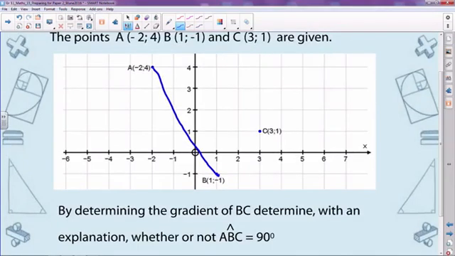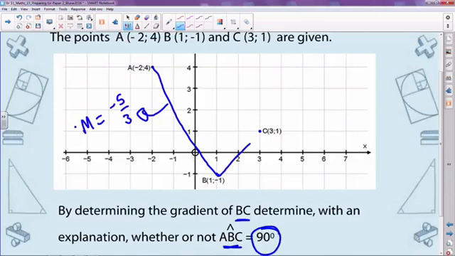My line is not that straight. Okay, so the gradient here is minus 5 over 3. Now they're saying by determining the gradient of BC, determine with an explanation whether or not angle ABC is 90 degrees. Okay, right, let's just finish this triangle. We need to work out this side, the gradient, and then we have to decide whether this angle here is 90 degrees. Let's just look at the different color. We need to check whether that one is 90 degrees.